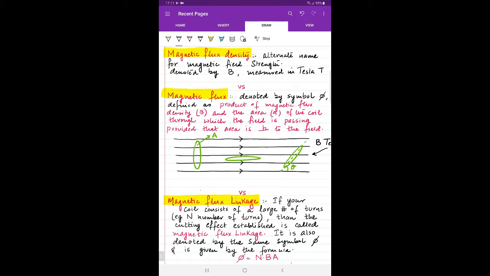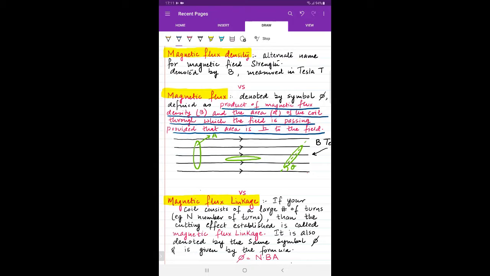Then moving on to the second term, magnetic flux. Magnetic flux is denoted by the symbol phi, and it is defined as the product of magnetic flux density B and the area A of the coil through which the field is passing, provided that the area is perpendicular to the field lines.